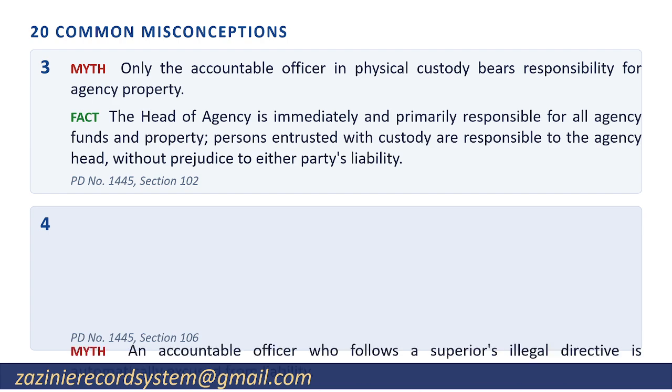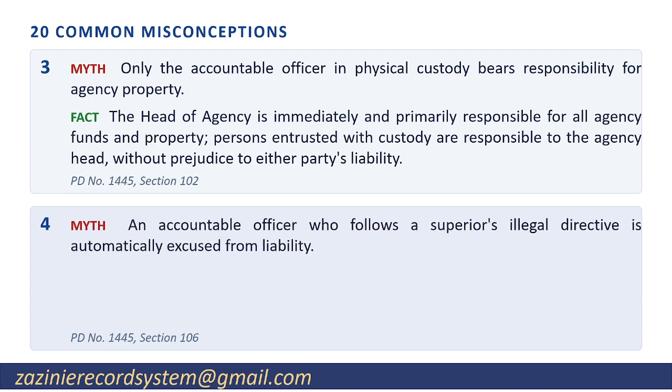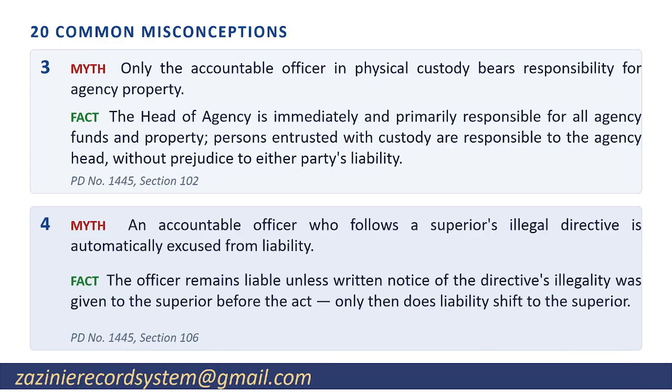Number 4. Myth. An accountable officer who follows a superior's illegal directive is automatically excused from liability. Fact. The officer remains liable unless written notice of the directive's illegality was given to the superior before the act. Only then does liability shift to the superior. Next slide.